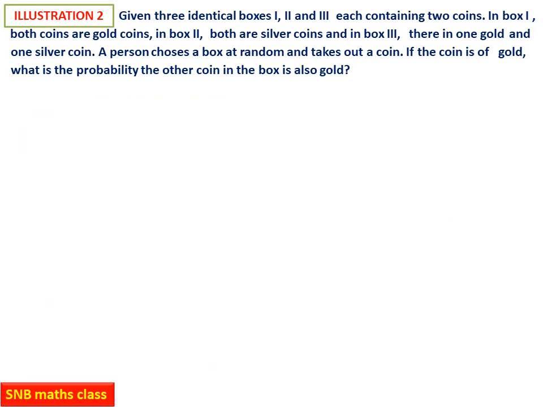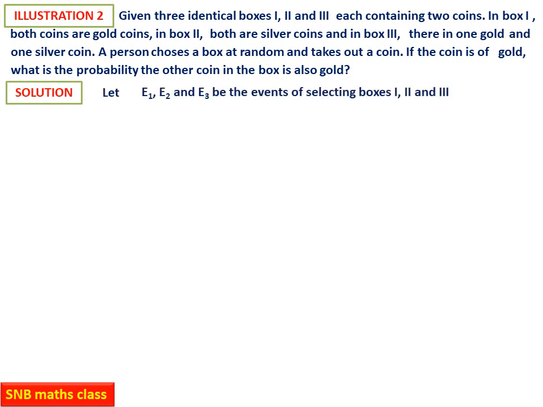So this is the question, I need not repeat again. So let us start solving it. Now let E1, E2, E3 be the events of selecting box 1, box 2 and box 3. Then definitely you can write probability E1 equal to probability E2 equal to probability E3, and that will be equal to 1 by 3. All the three are equally likely.